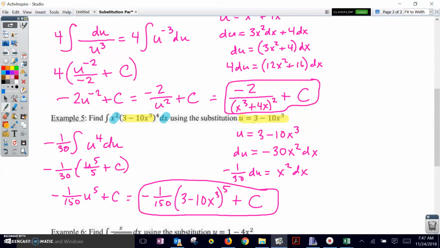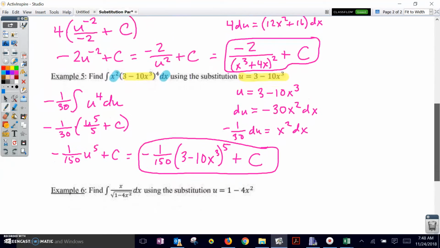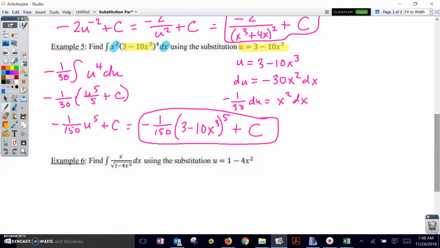Alright, last one. We're going to find the integral of x over the square root of 1 minus 4x squared dx. Our initial substitution, u equals 1 minus 4x squared. So we're replacing what's inside the square root here with a u. And now we need to figure out what x dx is equal to.